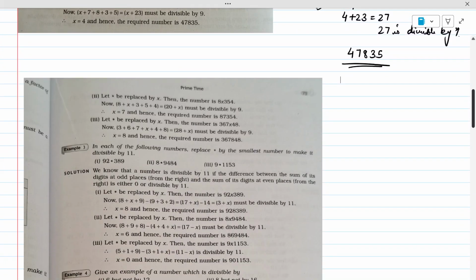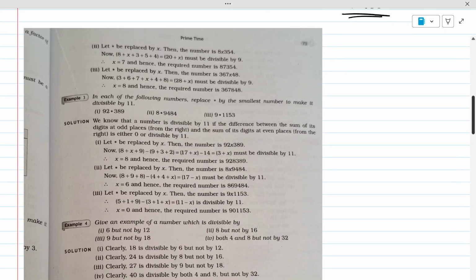Again I am repeating, we should know all the divisibility rules here to solve these questions. Next is, in each of the following numbers, replace star by the smallest number to make it divisible by 11. So the divisibility rule of 11 says that the difference of the sum of numbers at odd places and the sum of numbers at even places should either be 0 or a multiple of 11, right?